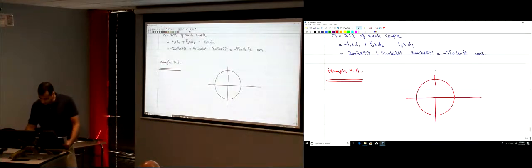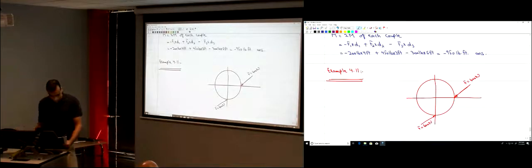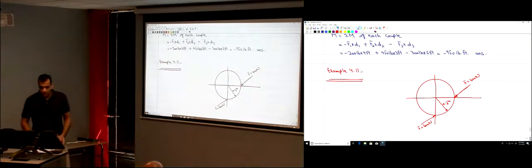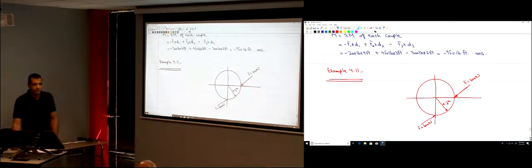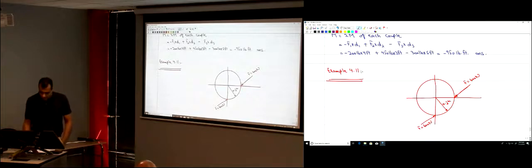Then there are two forces applied on this gear. A force like this, F, that is equal to 600 newtons, and at this point here there is a force that is equal and opposite in direction, 600 newtons as well. The radius of this gear is 0.2 meters. As you see, we have two forces that are equal in magnitude and opposite in direction, and separated by a certain distance.